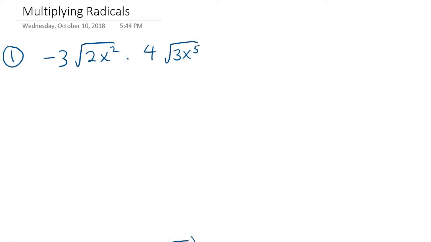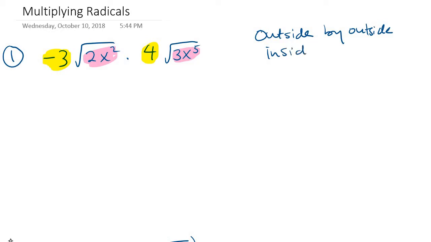The most important thing you need to remember when you are multiplying radicals like this is that there are some numbers on the outside of the radical symbol. These ones I highlighted in yellow, and there are other ones that are inside. This one highlighted in pink, they are inside. So your goal whenever you are multiplying is to make sure that you multiply outside by outside. You want to keep them together like that, and the inside by inside. Inside by inside, extremely important.